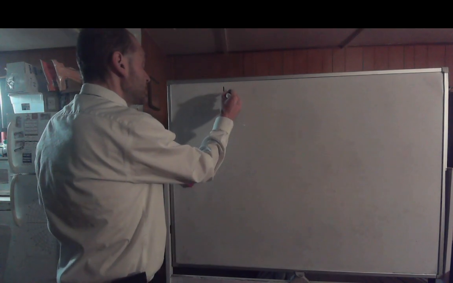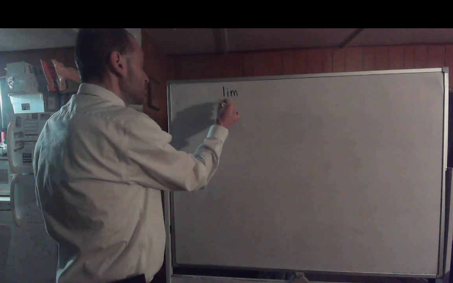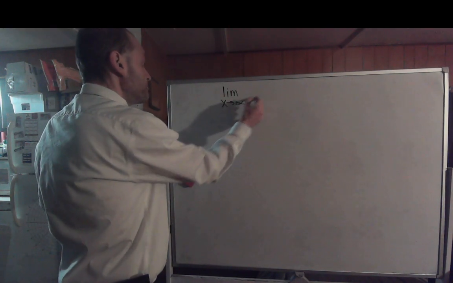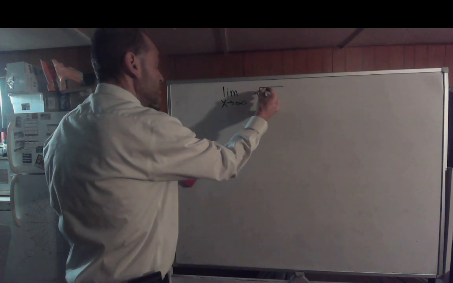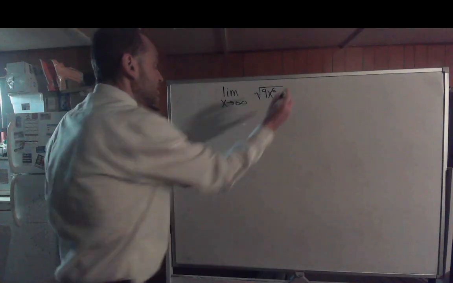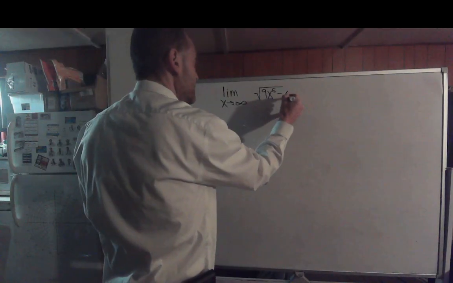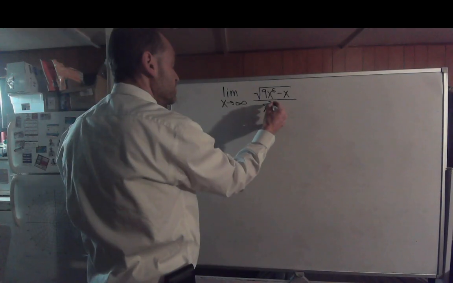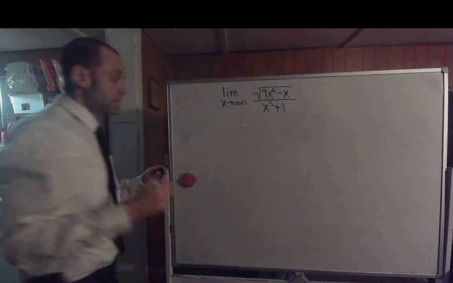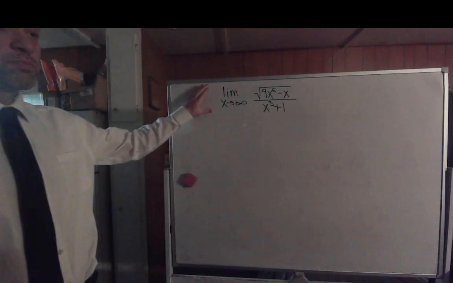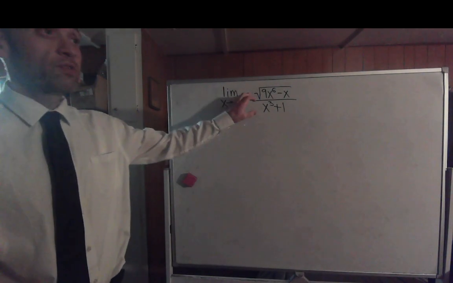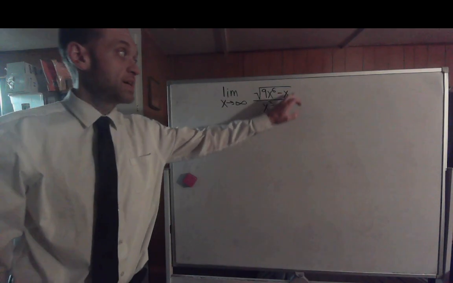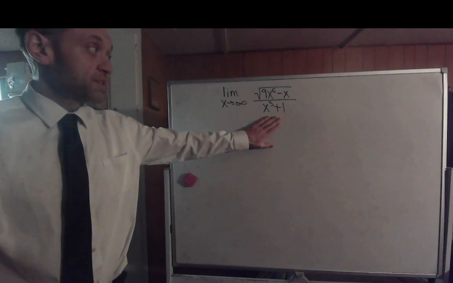Alright, now let's take the limit as x approaches infinity of the square root of 9x to the 6th minus x, divided by x cubed plus 1. So we have the limit as x approaches infinity of the square root of 9x to the 6th minus x, divided by x cubed plus 1.